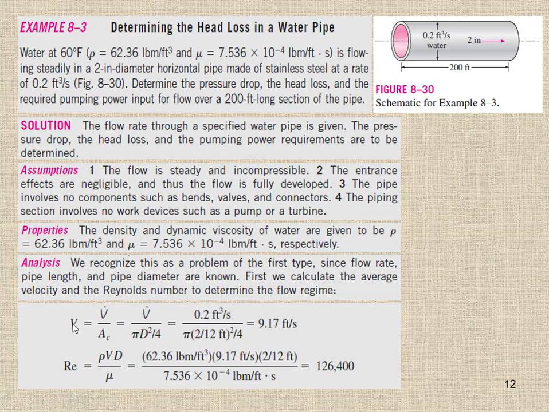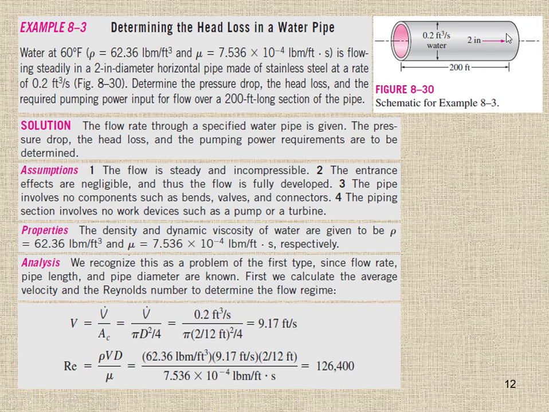The velocity we calculate by using the volume flow rate. Volume flow rate Q equals VA. Since the diameter is given, we calculated the cross-section area and divided the flow rate by the cross-section area. So we calculated the velocity, which is 9.17 feet per second. Now it is easy to determine the Reynolds number, and we substituted all the values.